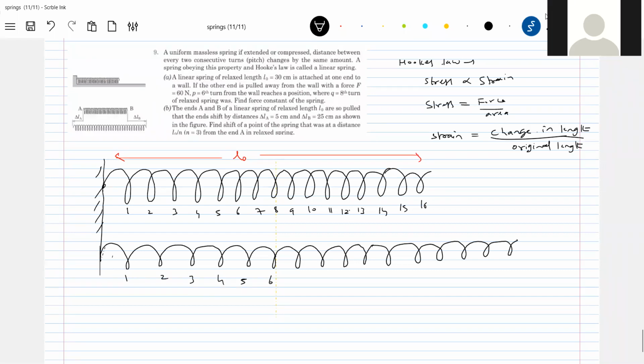1600 Newton per meter. Wait, I'll check. I'm discussing the concept, no? Please let me finish. In the end, you can give answers. Please wait because I'm explaining the concept, no?